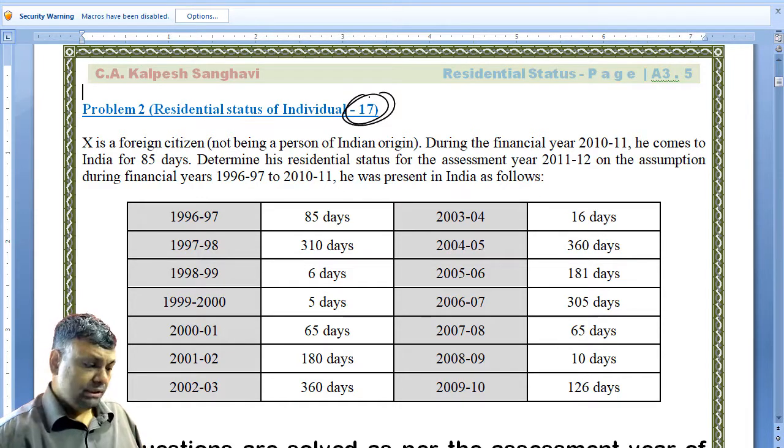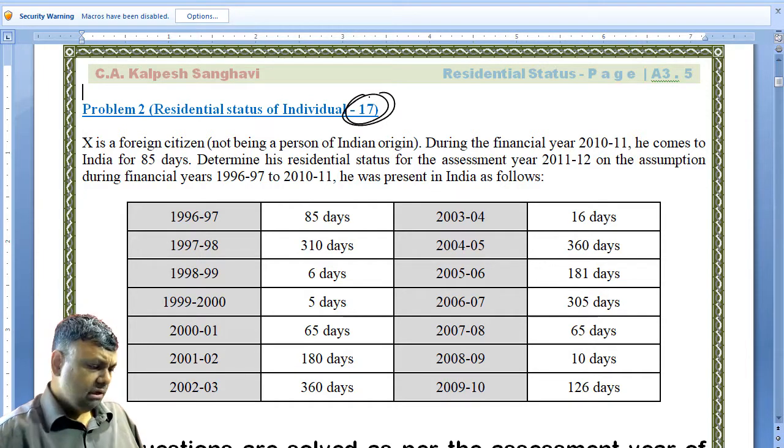X is a foreign citizen, not being a person of Indian origin. During the financial year 10-11, he comes to India for 85 days. Determine his residential status for the assessment year 11-12, on the assumption that during the financial years 96-97 to 2010-11, he was present in India as follows.